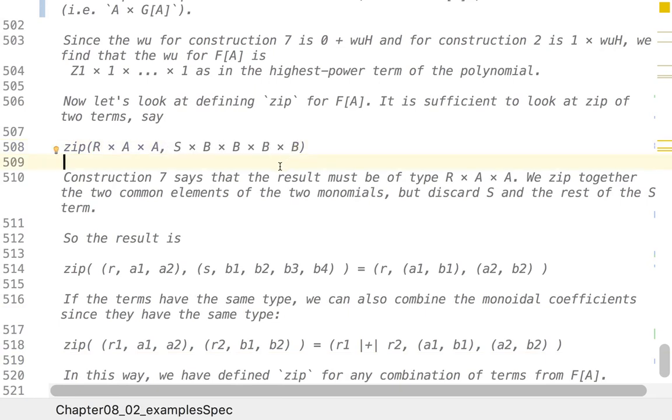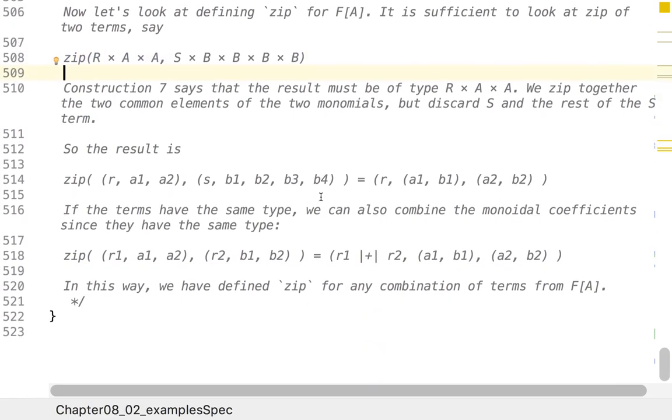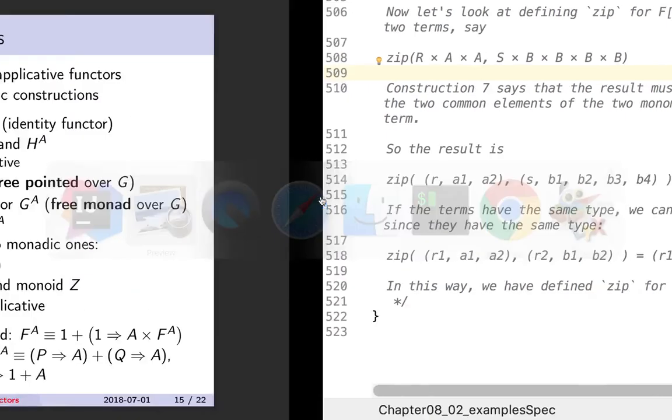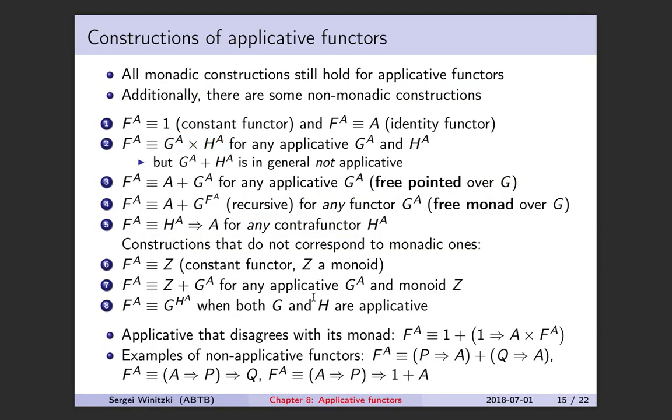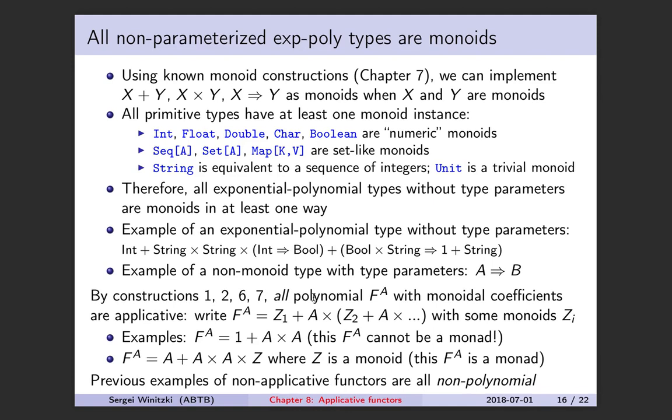So that certainly is plausible, that you could take any polynomial functor and more or less mechanically transform it into this form, check that all of the coefficients are monoids, and then generate the monoidal instance for each of them, and then generate the applicative instance for FA.